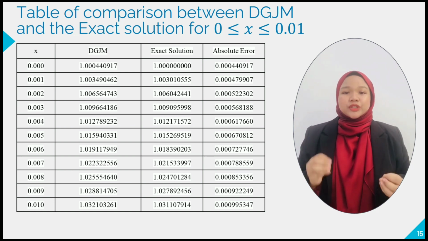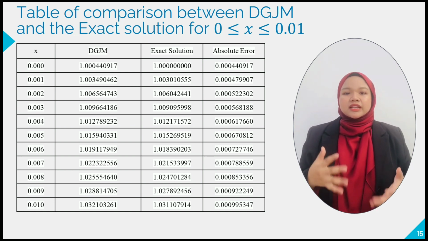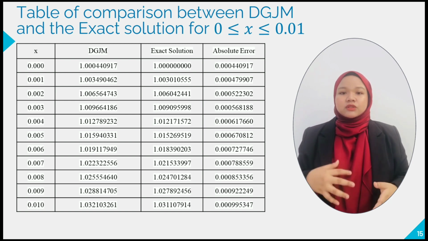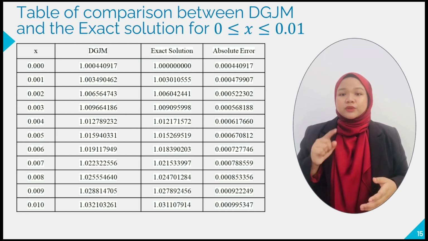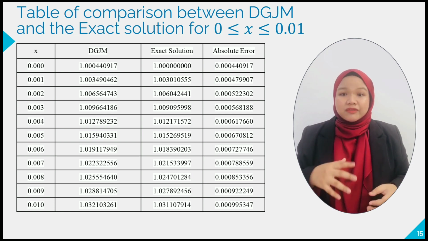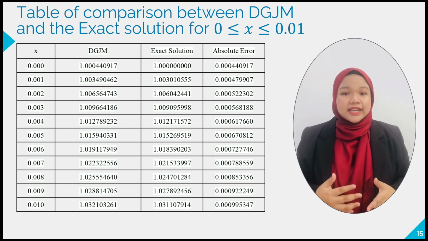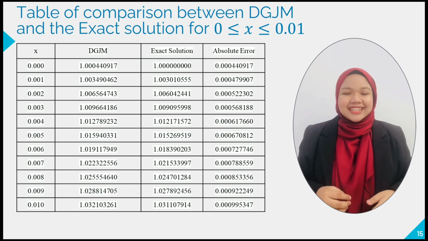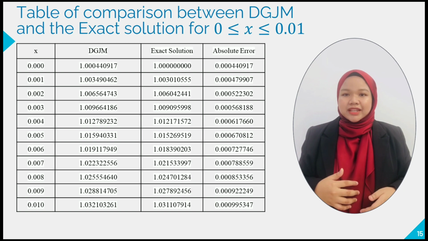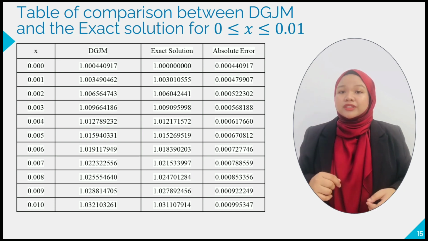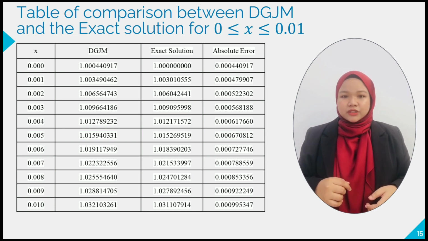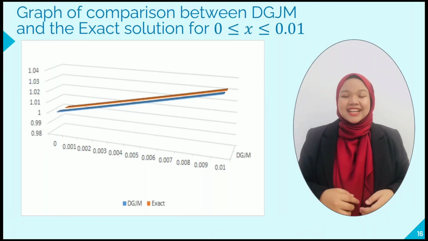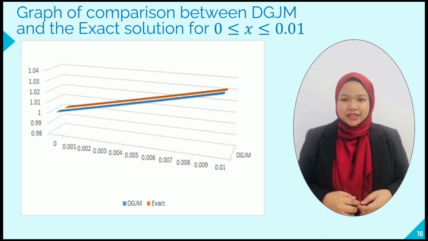The table shows the comparison between the Daftardar-Gejji and Jafari method and the exact solution from x equal to 0 to x equal to 0.01. We choose a lower value of x to find a smaller value of error and help to compare their efficiency for both methods easily. From the table, the absolute error of the Daftardar-Gejji and Jafari method is increasing from 0.000440917 to 0.000995347. The line graph illustrates the comparison between the Daftardar-Gejji and Jafari method and the exact solution.